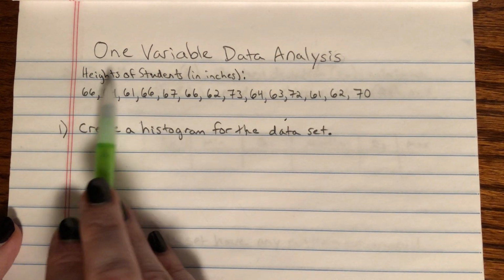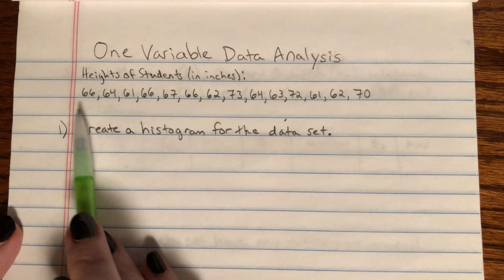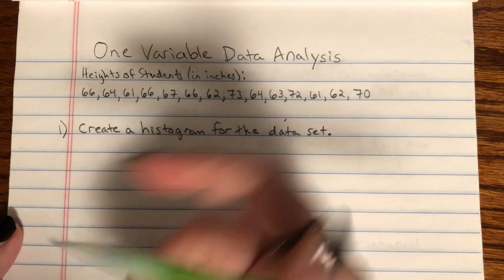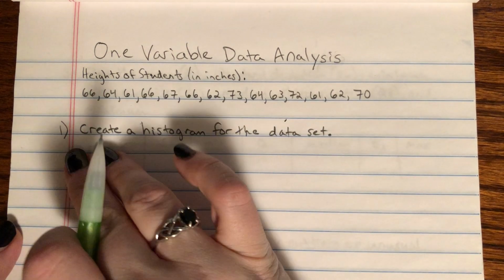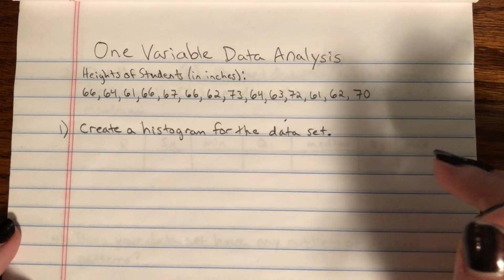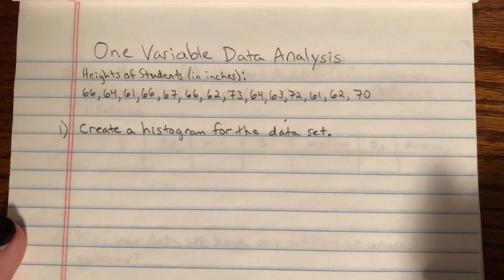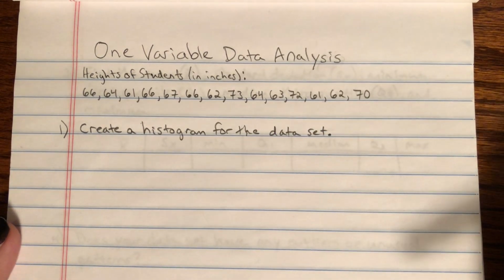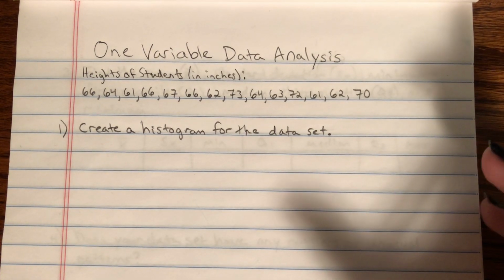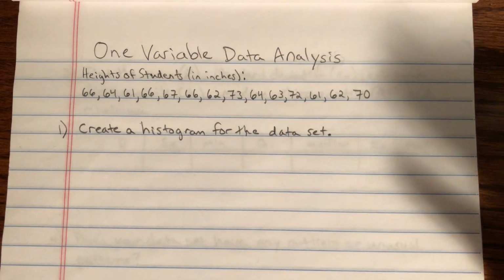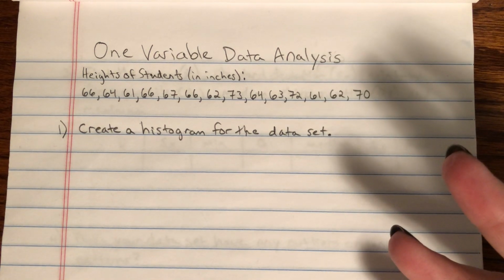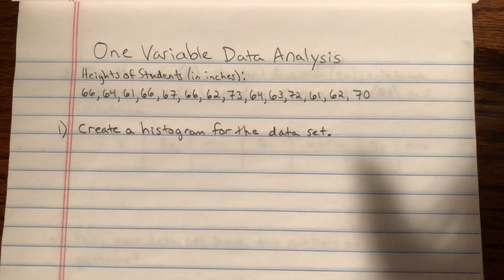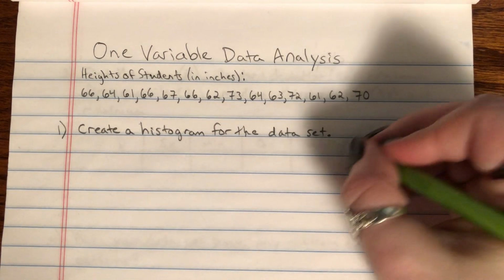Written here, I have a list of the heights of several of my students in inches. In order to create a histogram, this is the first graph that we're going to take a look at, I'm first going to create a frequency table, which is going to help me determine the blueprint for my histogram. Think about if you're building a house. You're not just going to start digging the foundation before you have an architect write up the blueprints. So this is like the blueprints for our graph.